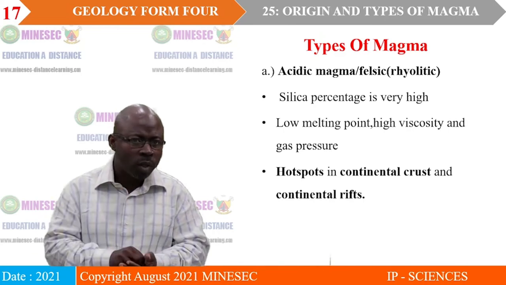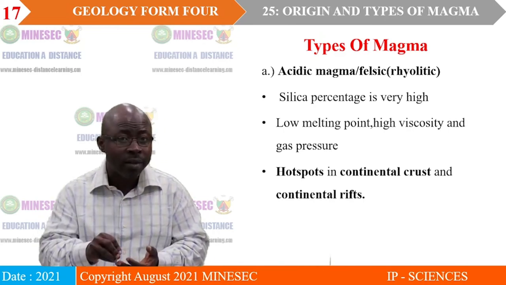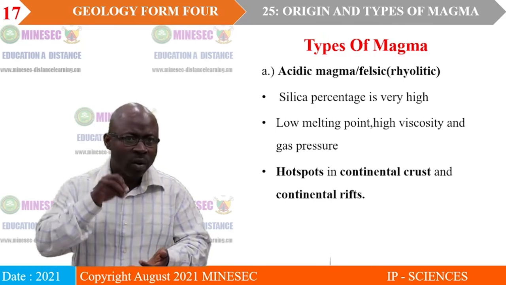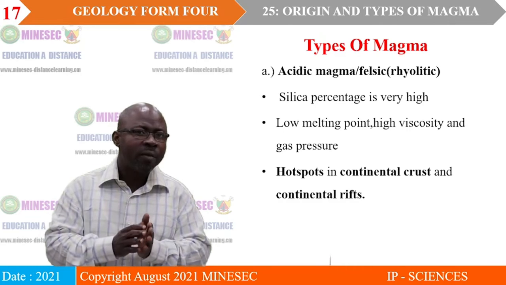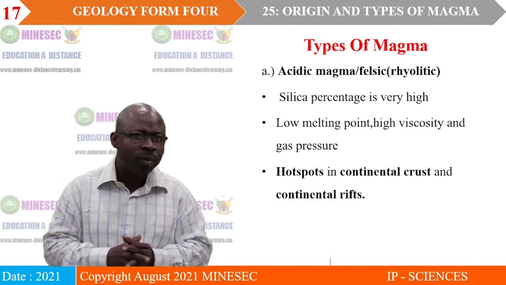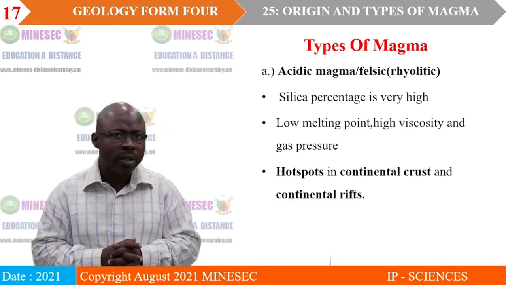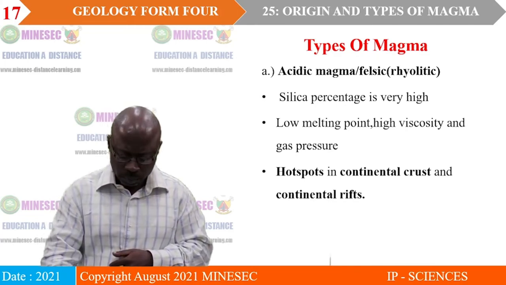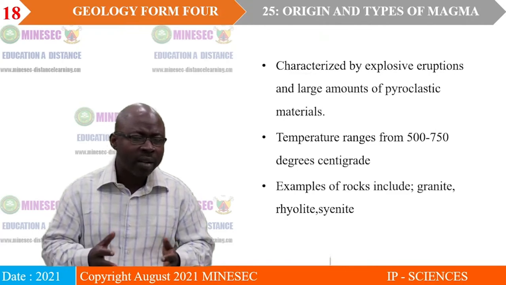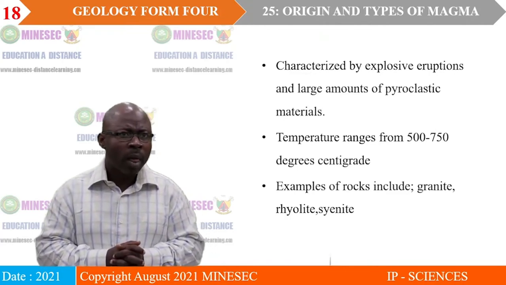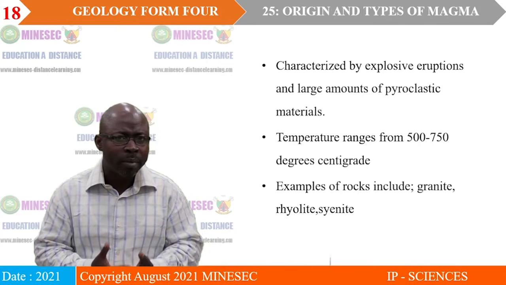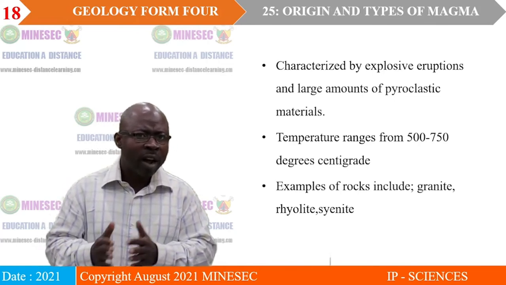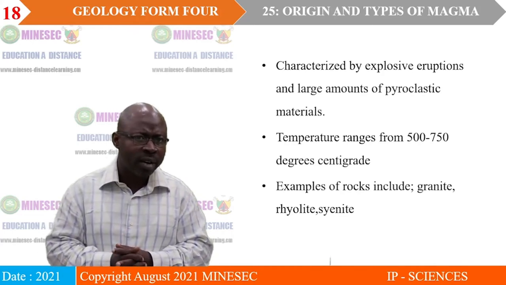They are found at hotspots in continental crust, like the tectonic setting or the geologic setting of this type of magma: hotspots, continental crust, and continental rifts. Then they have high viscosity and high gas pressure. They have a low melting point. They have a very high silica percentage. They are characterized by explosive eruptions and a large amount of pyroclastic material. They have a temperature range from 500 to 750 degrees centigrade.